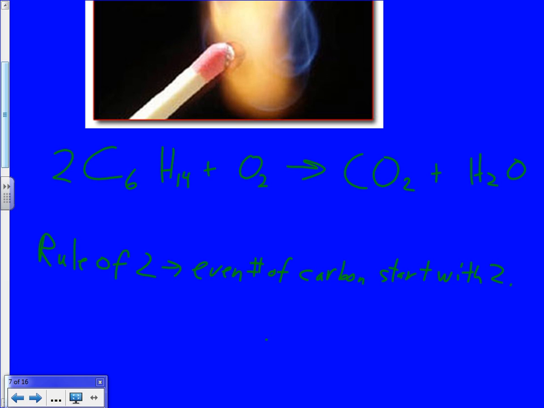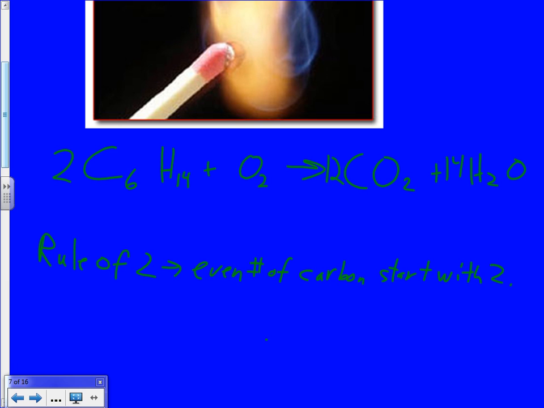I've got how many carbons here now? 2 times 6 is 12. So I got to go over here and put a 12 there. Now I have 12 carbons on both sides, so my carbon is balanced. I've got how many hydrogens? 2 times 14 is 28. So I got to go over here. What times 2 will give me 28? 14. So I put a 14 here. 14 times 2 is 28. I've got 28 hydrogens on both sides.